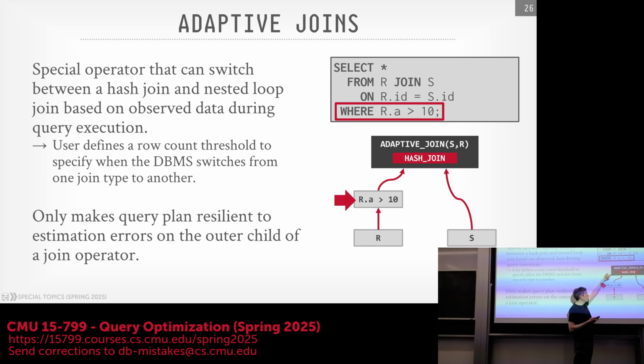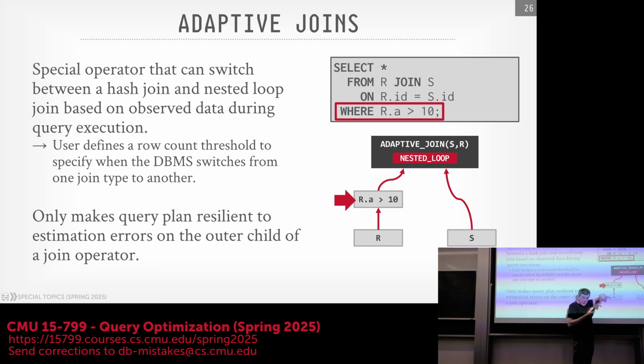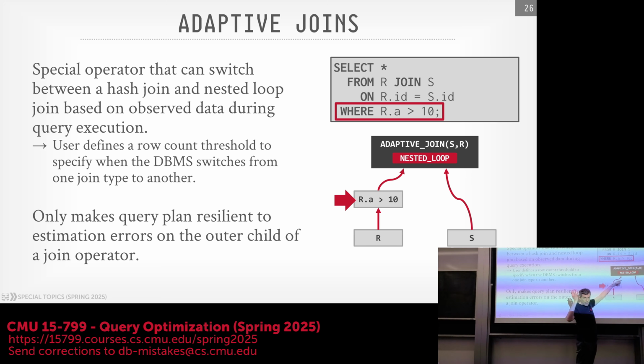So the question is, before you actually run this, what does this look like in the query plan? Is it an explicit adaptive join operator with a flag that says it's nested loop join versus hash join that gets toggled at runtime? Or is it just a nested loop join operator, which I could then cost as if it was any other operator, right?